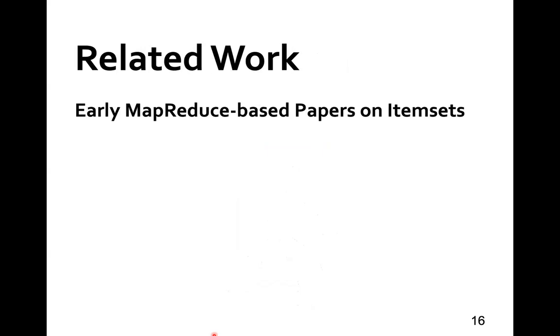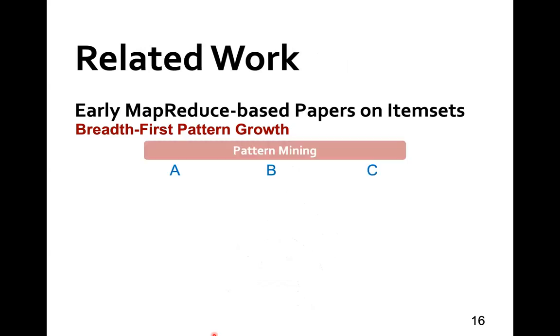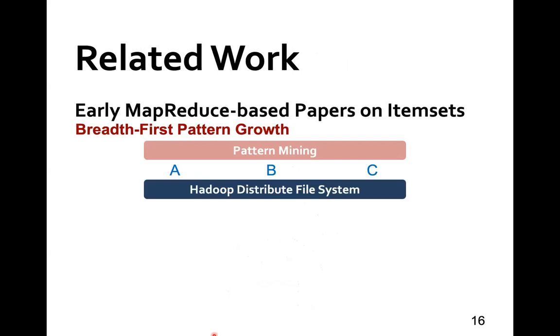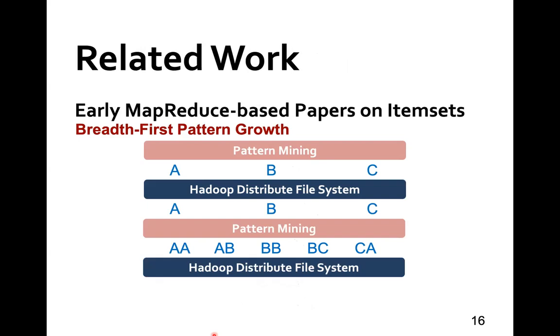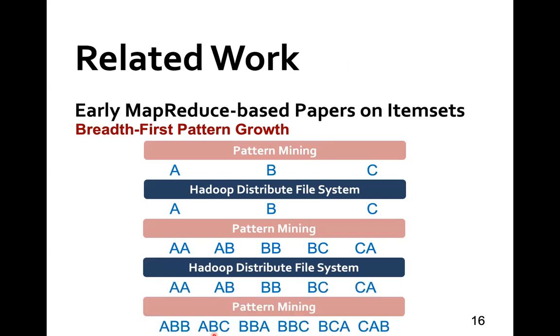There are a lot of earlier works that adapt the Apriori algorithm on MapReduce to grow patterns in a breadth-first order, where patterns of size k are checked only if all smaller patterns have been checked. For example, size 1 patterns will first be mined. These patterns are then saved to the Hadoop distributed file system, or HDFS in short. The next MapReduce job will then load them back, mine size 2 patterns grown from them, and save to HDFS. They are then loaded back to mine patterns of size 3.